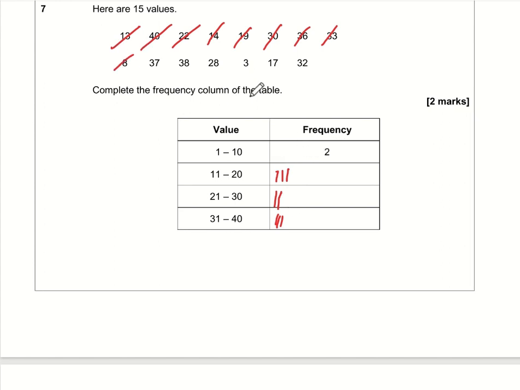Okay, that's already been done, as has the 3. 37 goes there. 38, I'll turn that into a 5. 28 is in the 21 to 30. 17 is in the 11 to 20, and 32 is here. So just doing the tally marks, that is 4, 3, 5 plus 1 is 6. Have I done them all? 6 plus 4 is 10, 13, 14, 15. Perfect. So I've got them all accounted for.